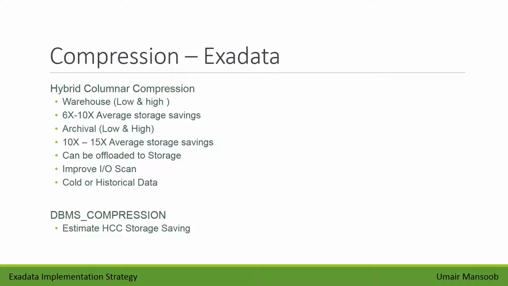Exadata comes with its own compression called hybrid columnar compression. You can get extremely good compression ratio with hybrid columnar compression, but OLTP operations are not supported. Oracle has also provided a DBMS package to estimate storage saving in case you want to use HCC compression.